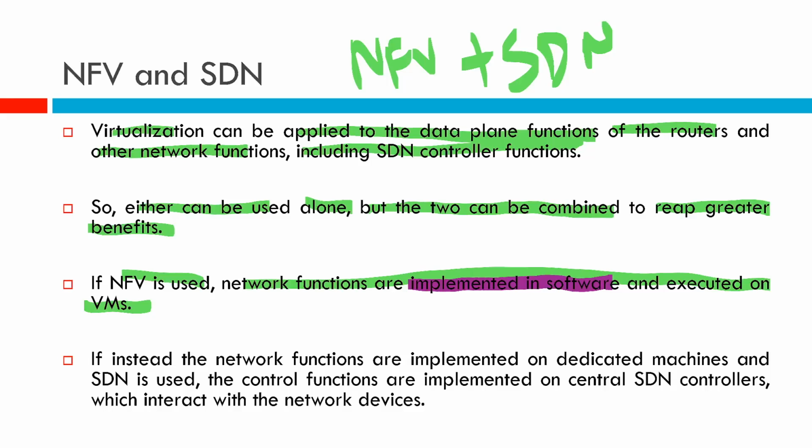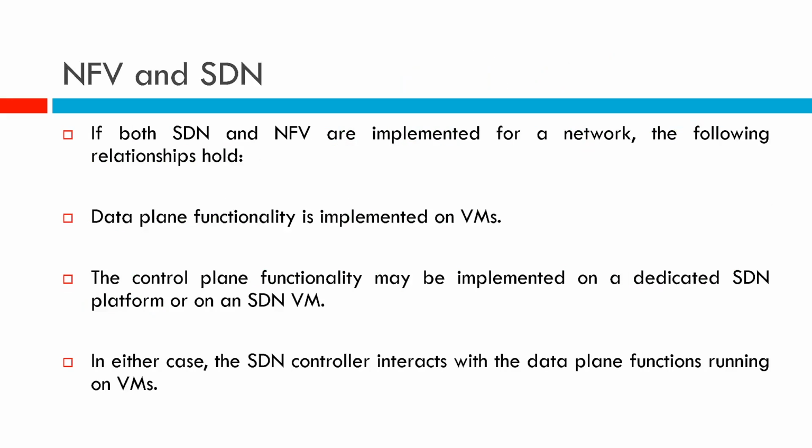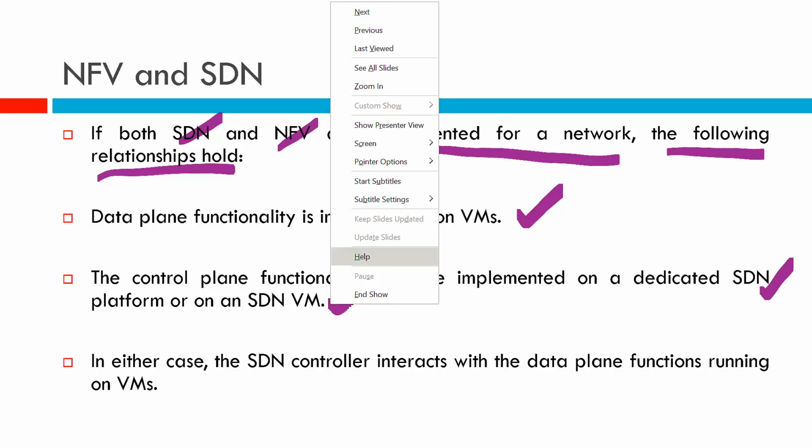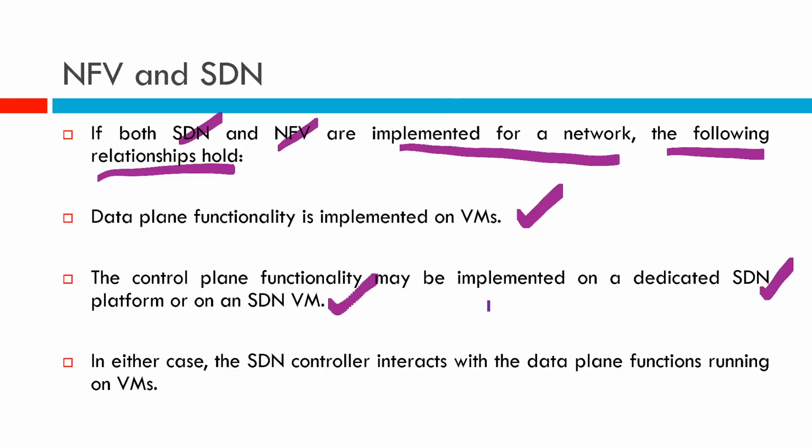If instead network functions are implemented on dedicated machines and SDN is used, the control functions are implemented on central SDN controllers which interact with the network devices. If both SDN and NFV are implemented for a network, the following relationship holds: data plane functionality is implemented on VMs. The control plane functionality may be implemented on a dedicated SDN platform or an SDN VM. So in either case, the SDN controller interacts with data plane functions running on VMs.